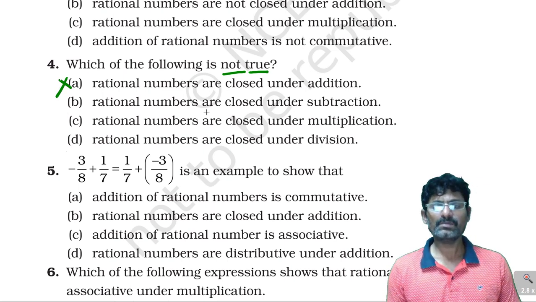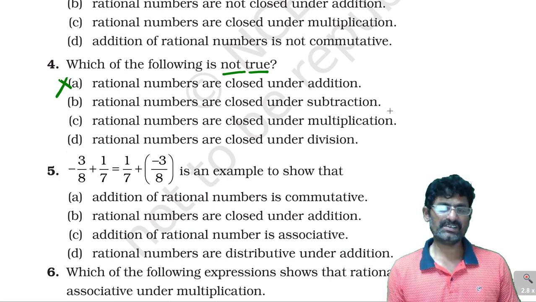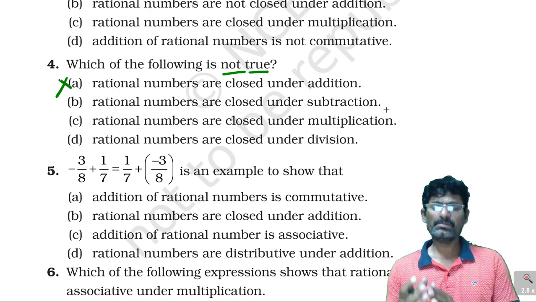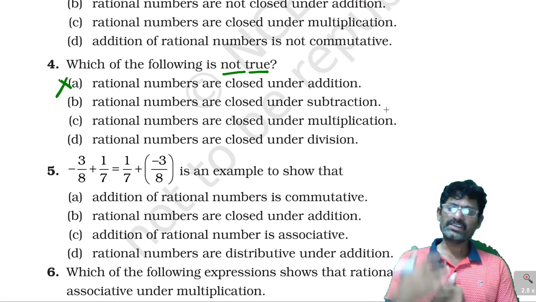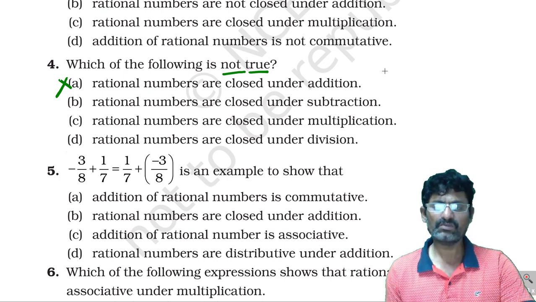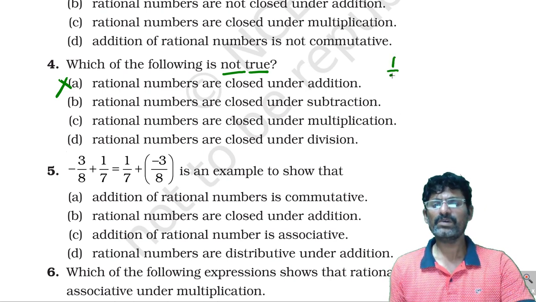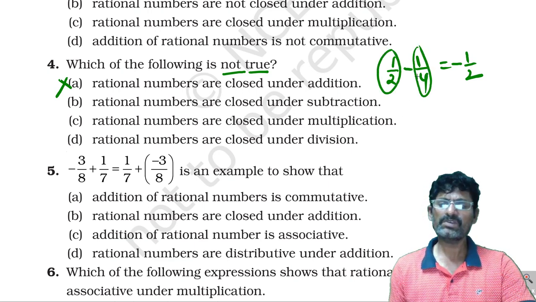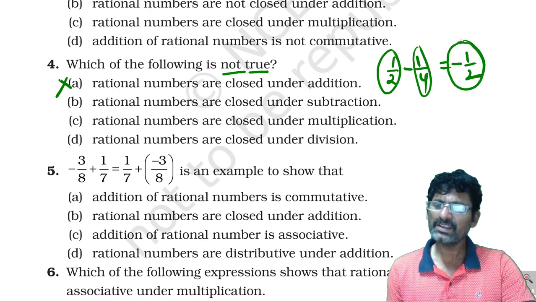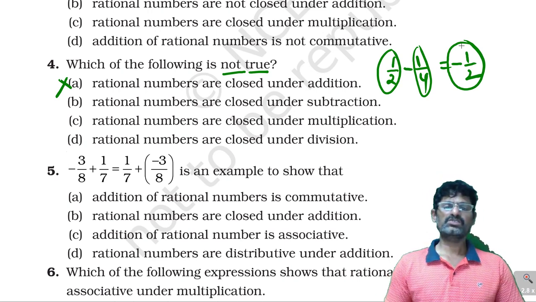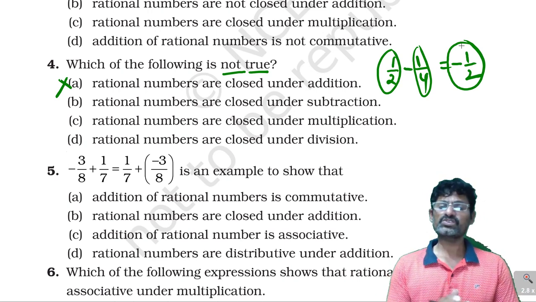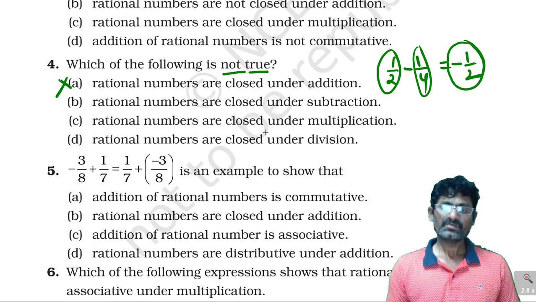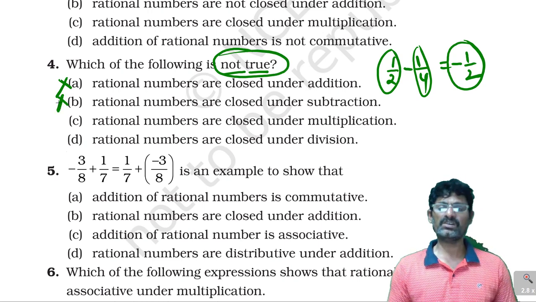B, rational numbers are closed under subtraction. If we subtract one rational number from another rational number, we will get another rational number. Let me take one example. Suppose I take 1 by 2 minus 1 by 4, actually you will get negative 1 by 2. Here 1 by 2 is a rational number and 1 by 4 is another rational number. Negative 1 by 2 is also a rational number. So we can say that rational numbers are closed under subtraction also. This is true, but we need to get which one is not true. So option B is also not our answer.